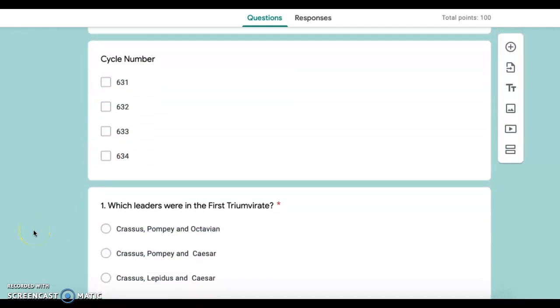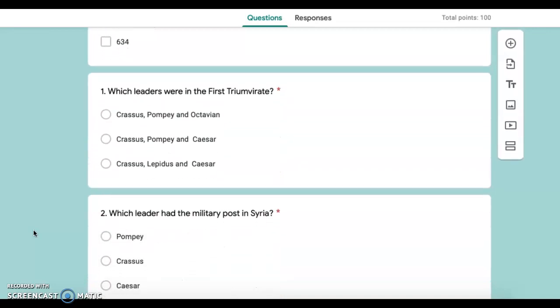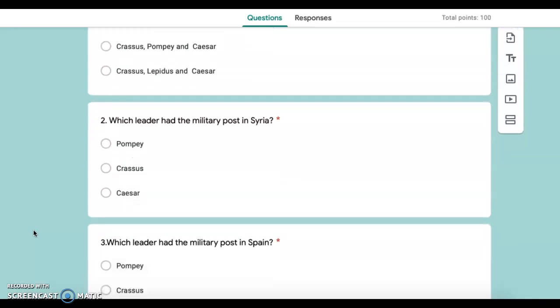Number 1. Which leaders were in the first triumvirate? Crassus, Pompey, and Octavian? Crassus, Pompey, and Caesar? Or Crassus, Lepidus, and Caesar? Number 2. Which leader had the military post in Syria? Pompey, Crassus, or Caesar?